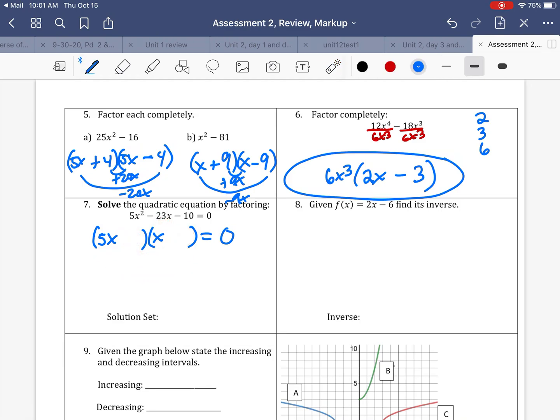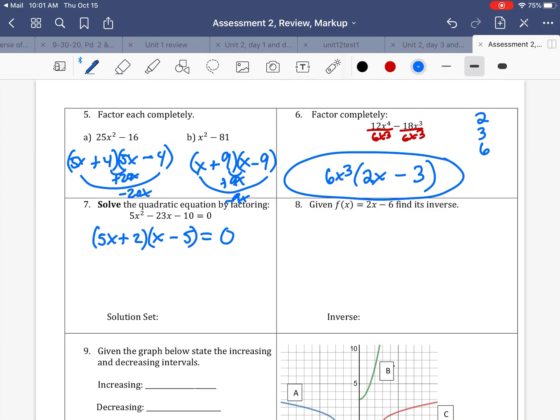All right, so I'm going to put those in there officially. 5 and 2. So 25 on the outside and 2 in the middle. I want the 25 to be negative and the 2 to be positive because negative 25 plus 2 would be negative 23. Okay, so I factored.